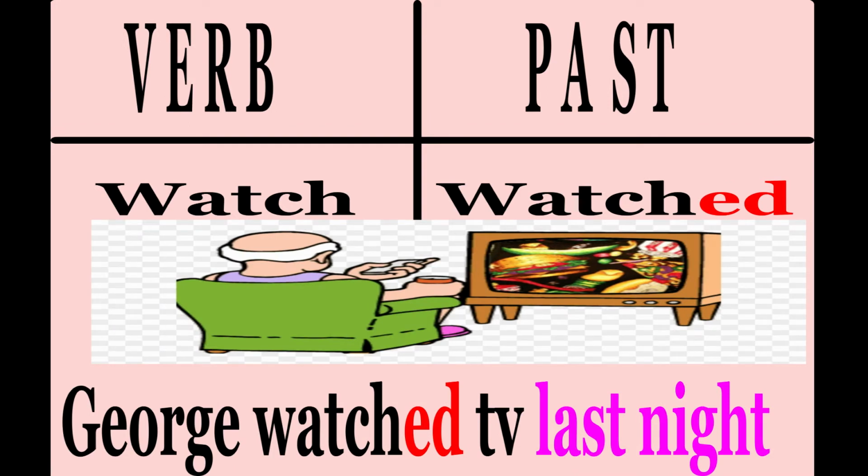Next verb is watch. Past, watched. George watched TV last night. What did George do last night? He watched TV. Did he watch TV? Yes, he did. Did he watch a concert? No, he didn't.